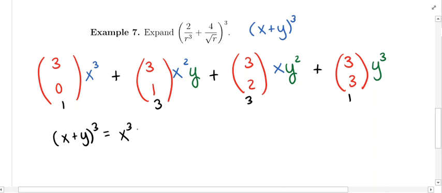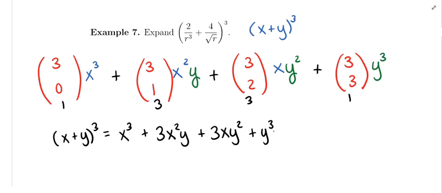So the expansion of (x + y) to the third power is going to be 1 times x cubed plus 3 times x squared times y plus 3 times x times y squared plus 1 times y cubed. We are going to use this now to do the more complicated expansion.